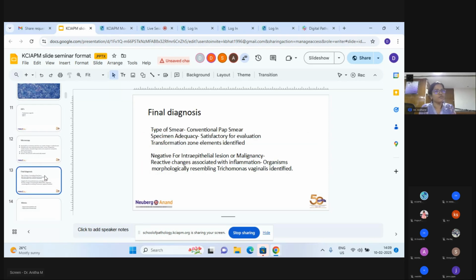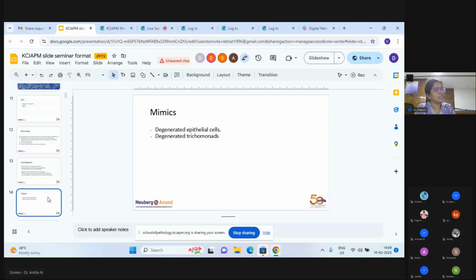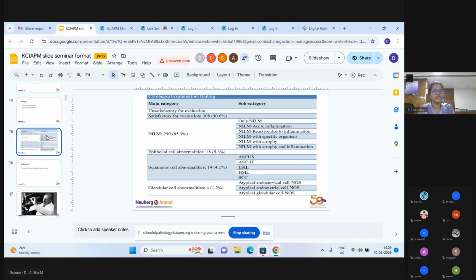So the final diagnosis is: what type of smear, that is a conventional smear, whether it is adequate or not adequate, whether the transformation zone elements are present or not present, and NILM. If at all there is any other lesion, you can advise ancillary testing like HPV in these cases. The mimics can be degenerated cells in the background, which can also mimic Trichomonas. You should always identify the nuclei in the Trichomonas so that you can confidently call it Trichomonas vaginalis. So the majority of the lesions are in the reactive zone, so it is important to identify this spectrum of lesions.